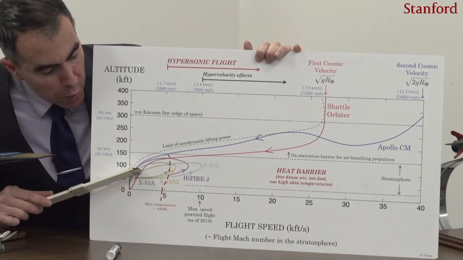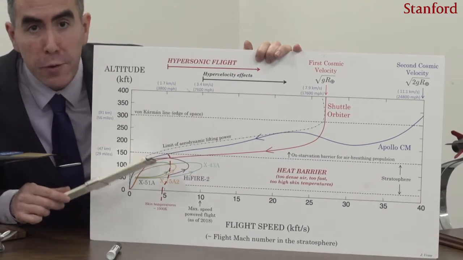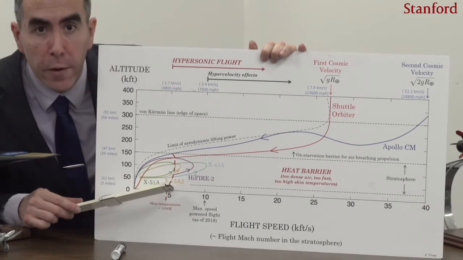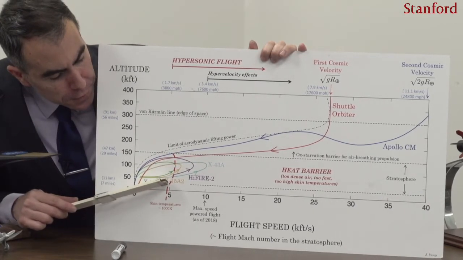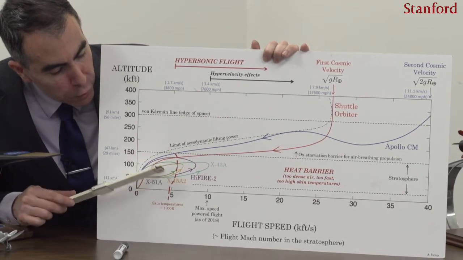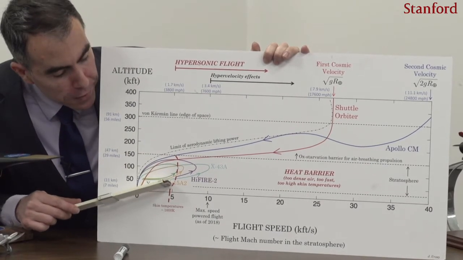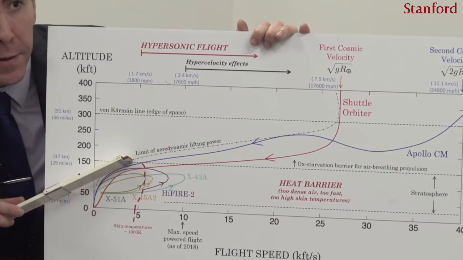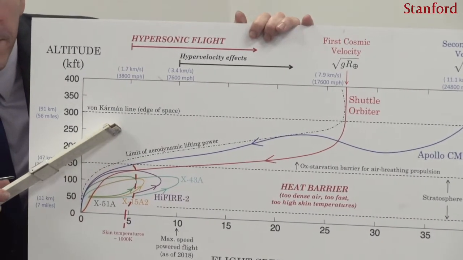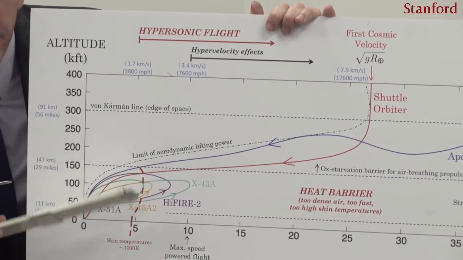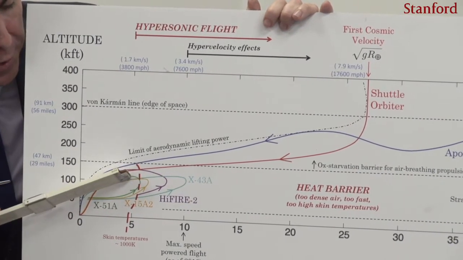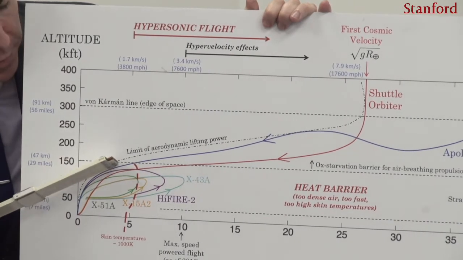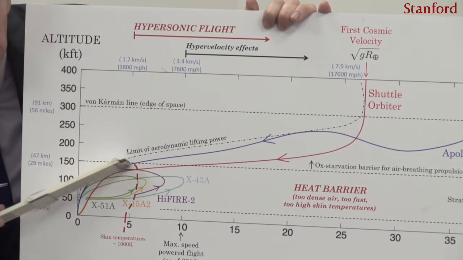So one wants to fly high in order to have a low ambient density, and therefore less drag forces. But unfortunately, one cannot go too high, because if one goes too high, particularly with air breathing propulsion, then there is not enough oxygen for the scramjet to operate above approximately this limit, which is the top of the stratosphere.